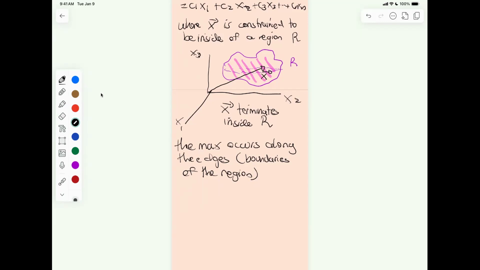Professor, why is that again? Sorry? Why can't it occur in the? Oh, that's what I'm about to explain. I'm just trying to explain the claim. If you said the max is here, I'm saying that cannot happen because it's on the inside of the region. It can only be on the shell, the exterior. Why?